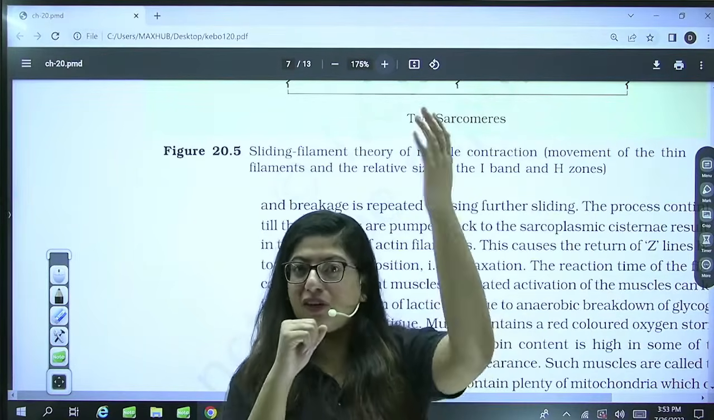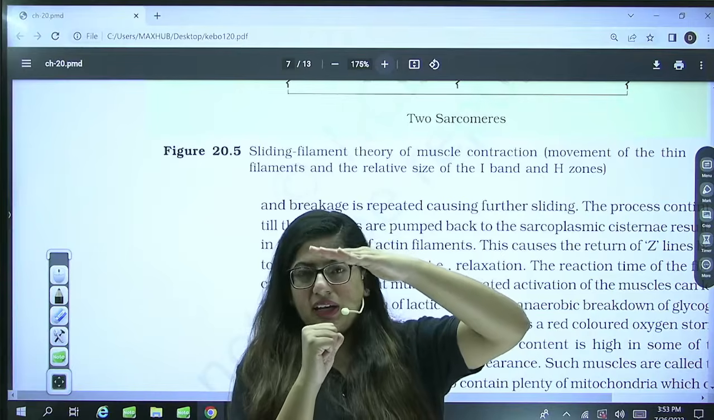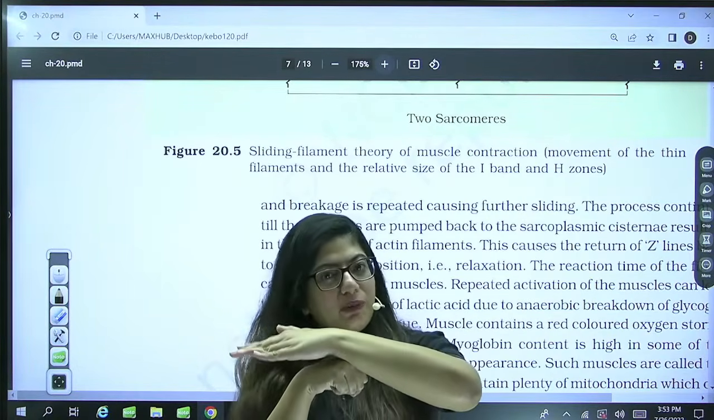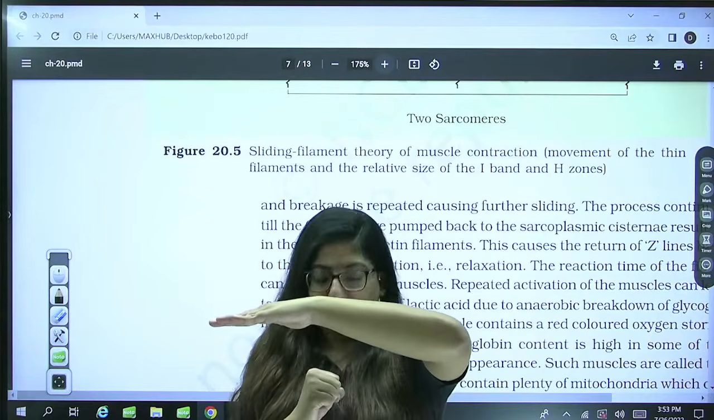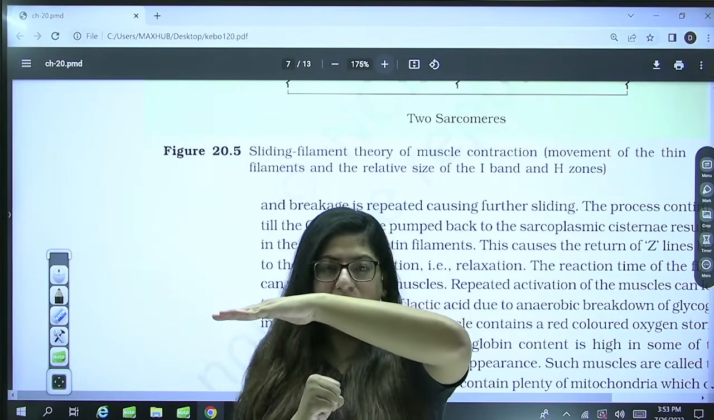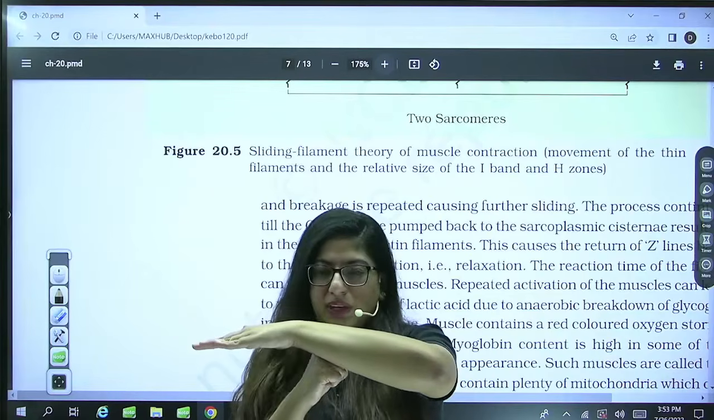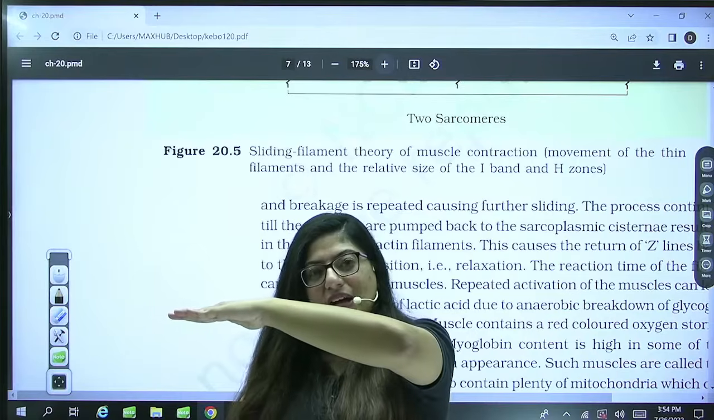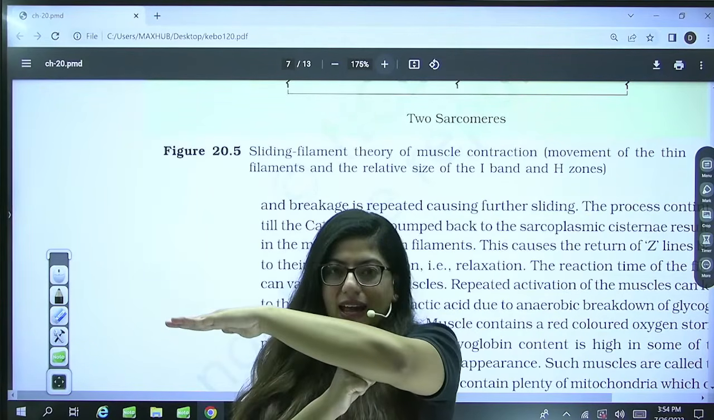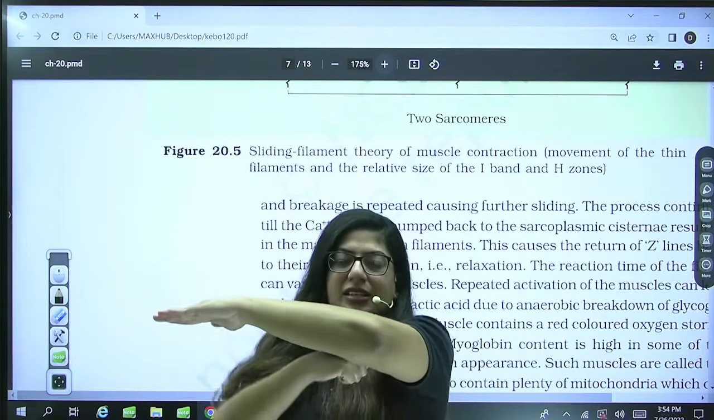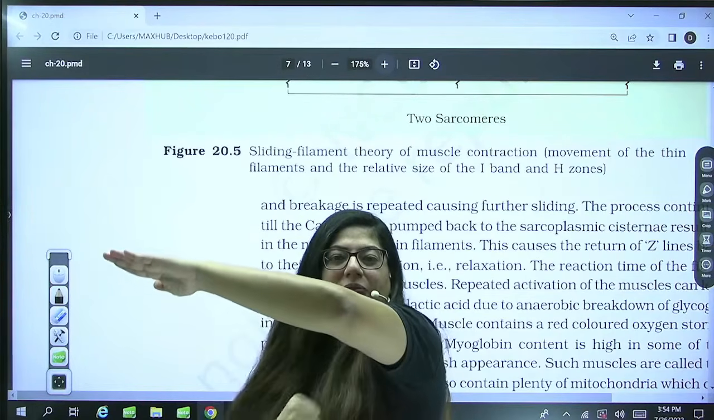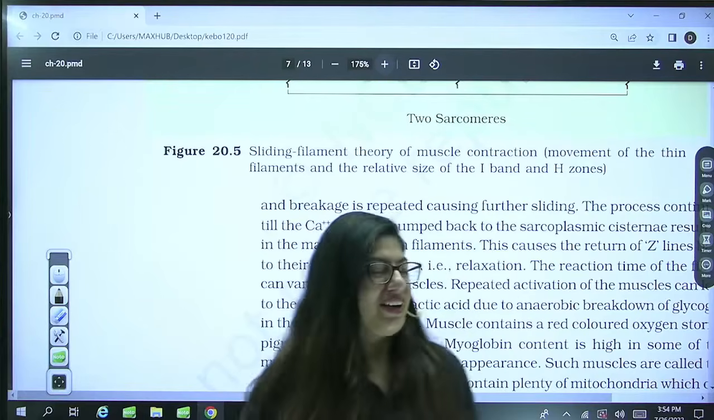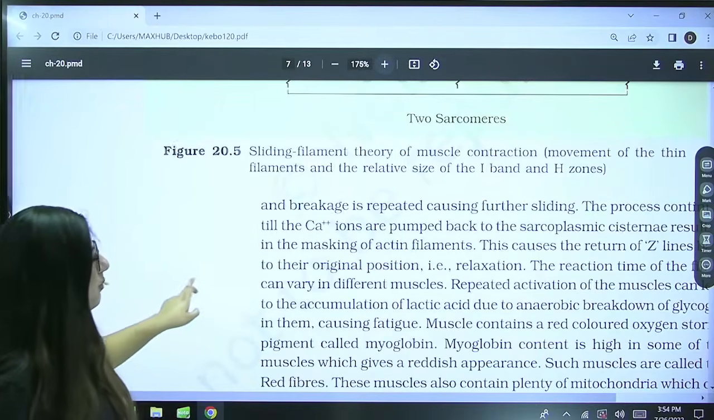For example, we started from here. First of all, Pi will be released, attachment. ADP release, movement. New ATP comes, detachment. Now, new ATP will hydrolyze, Pi release, attachment. ADP release, sliding. New ATP comes, detachment. Again, the next cycle will start, ATP hydrolysis, attachment. Now, ADP release, sliding. New ATP comes, detachment. So this is how you can see this is going more towards inside. Okay, all right. So this is how the contraction takes place.